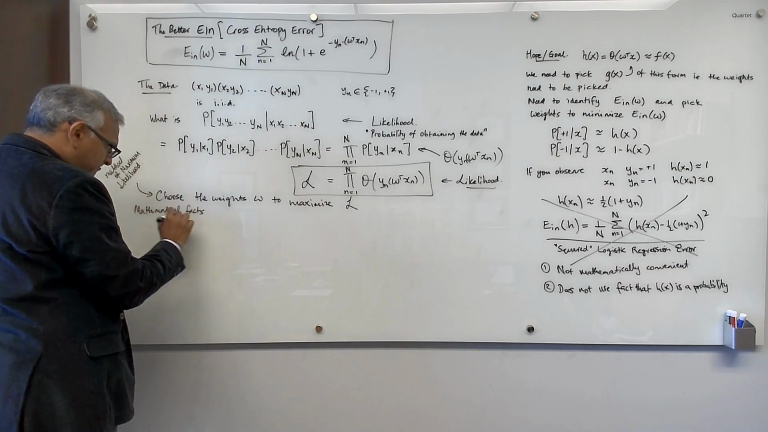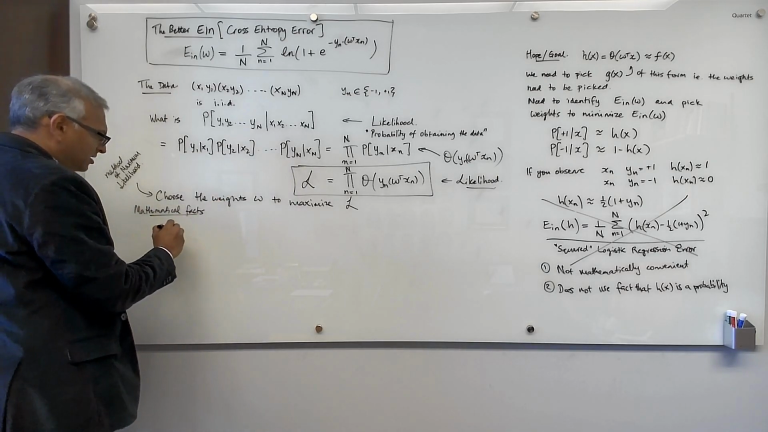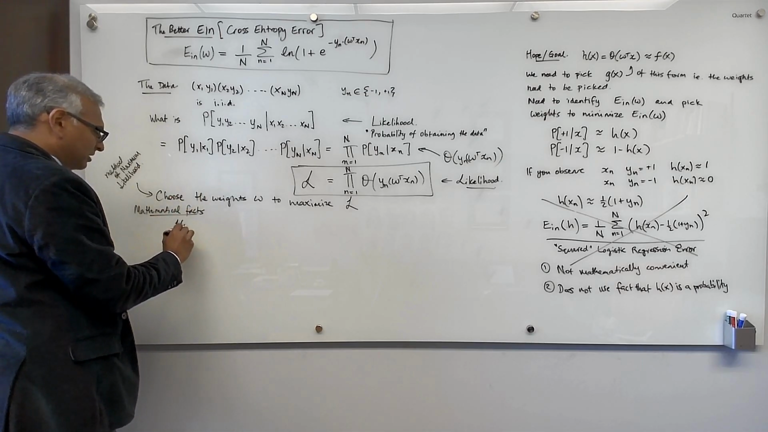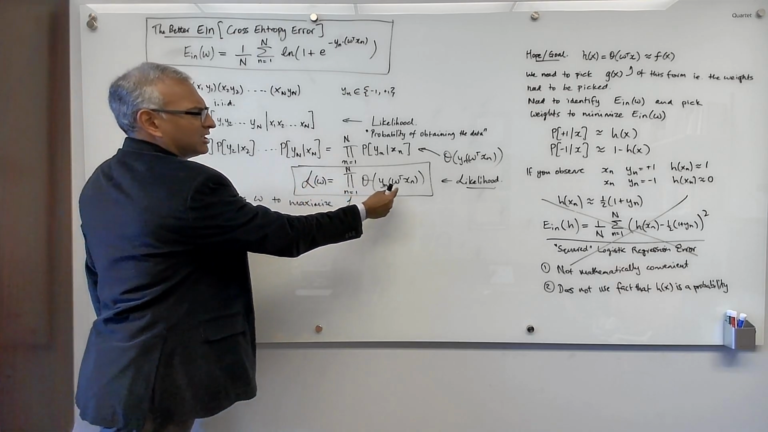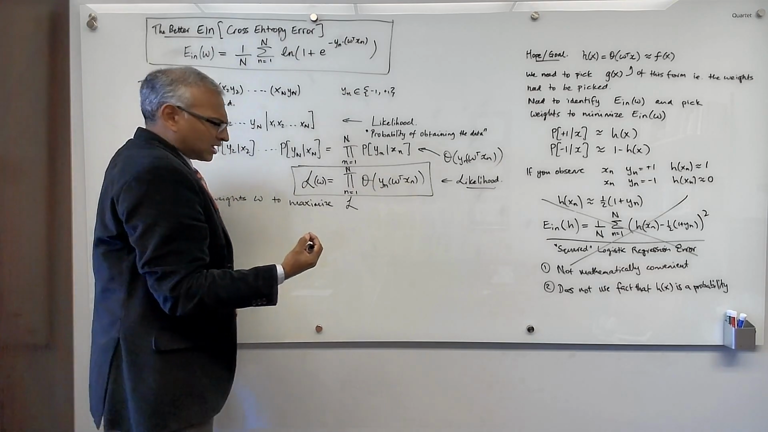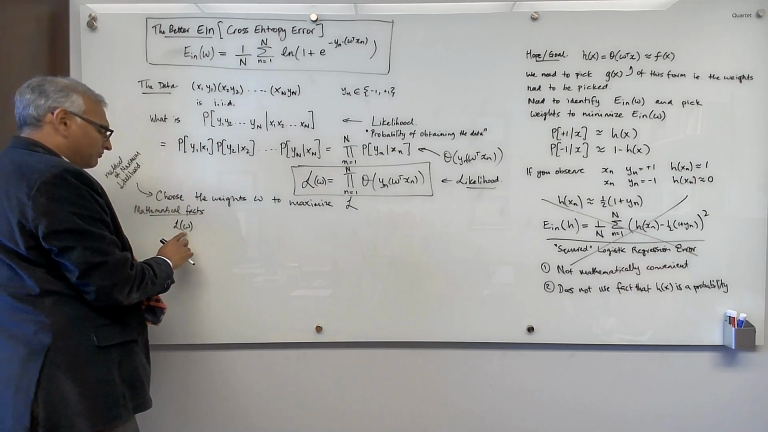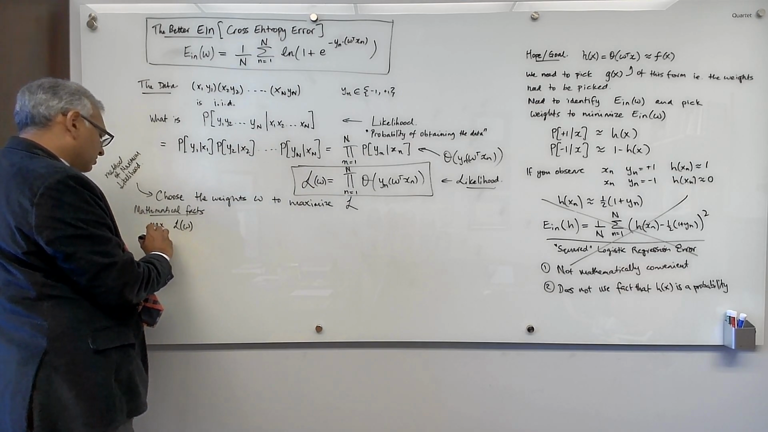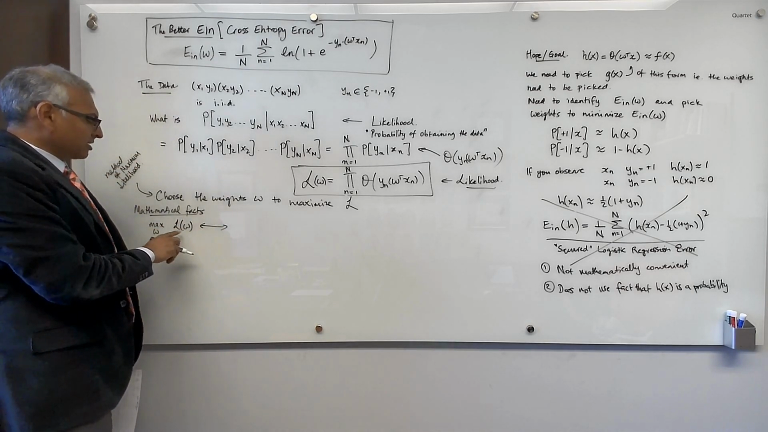So if you have any function, let me call it L of W, just like here, we have a function L of W. It also depends on the data x and y, but that's fixed. So as far as we're concerned, it depends on the weights W. So you have a function L of W, and you want to maximize with respect to W. That's equivalent to maximizing the logarithm.